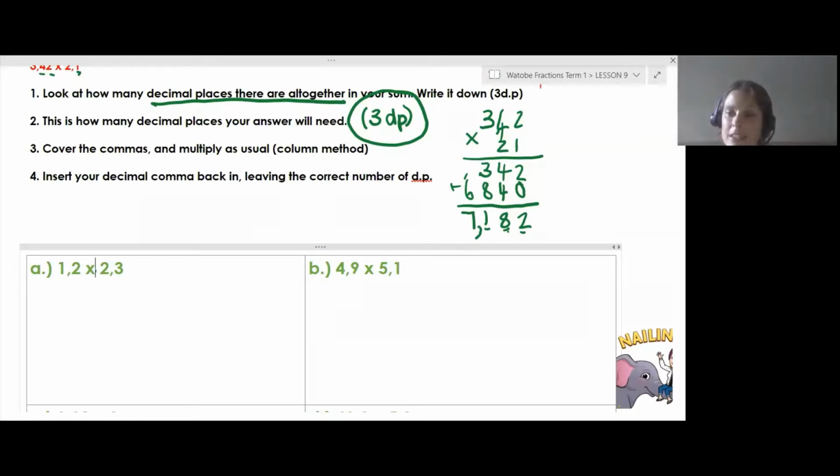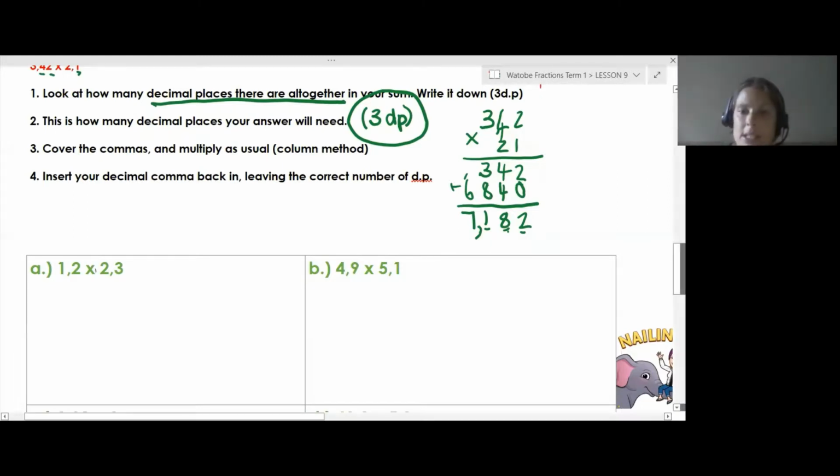Now, how does 6 change to 7? Because I had 3 plus 8, and 3 plus 8 is 11. So I put down my 1, and I carried my 1. And then I said 1 plus 6 is 7. Okay.